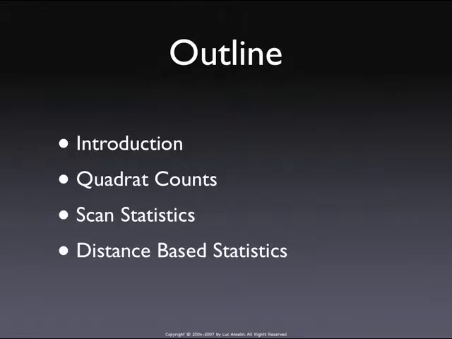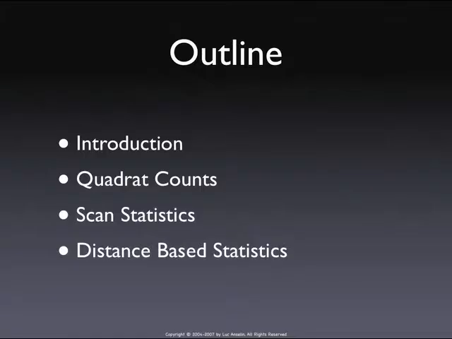The Quadrat counts, which are some of the oldest methods used in the literature. Scan statistics, which are pretty much the standard in applied public health and epidemiology, particularly because of the software SaTScan. And then distance-based statistics, which are a little bit more involved and provide the first connection to the actual processes, the types of spatial processes that we then will try to model and estimate.